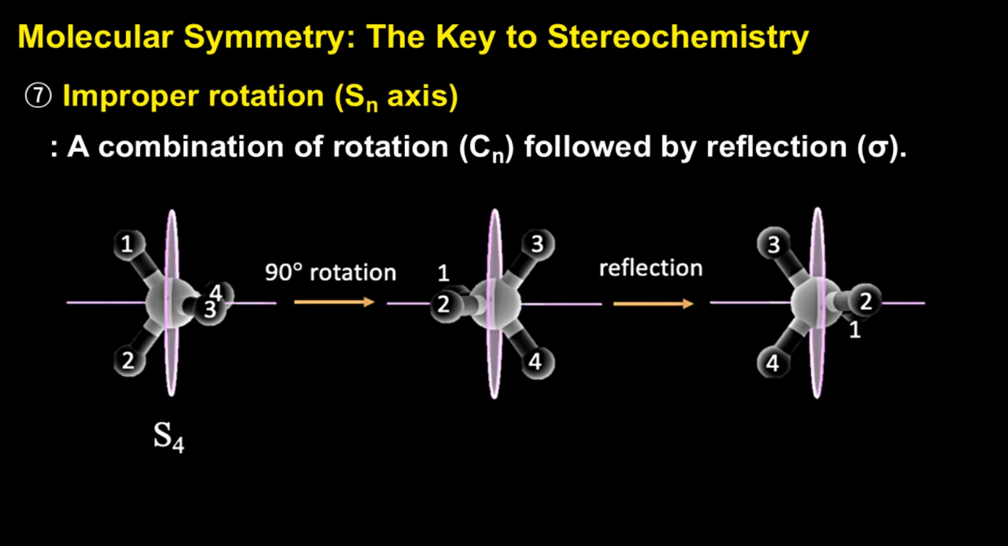A classic example is the S4 axis. In this case, the molecule is rotated by 90 degrees, and then it's reflected through a mirror plane. It's only after both steps are completed that the molecule looks unchanged. One important thing to remember, molecules with an SN axis are always achiral. That means they don't show optical activity. This makes improper rotation a key concept when classifying molecules and understanding their behavior in spectroscopy, crystallography, and chemical interactions.